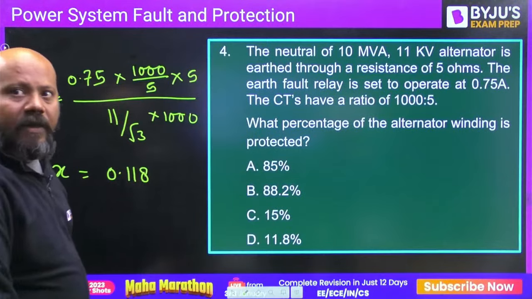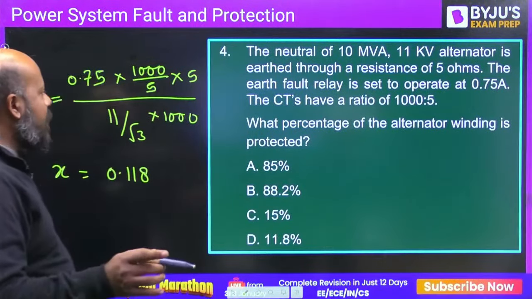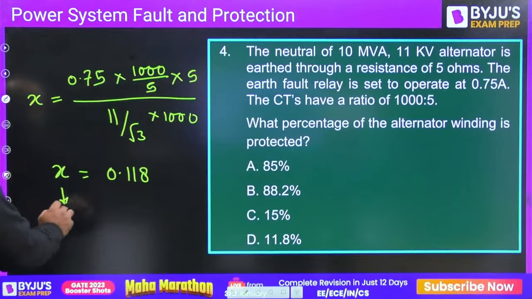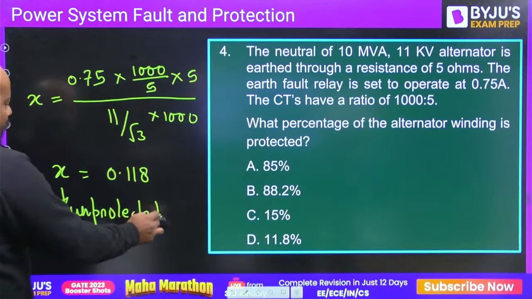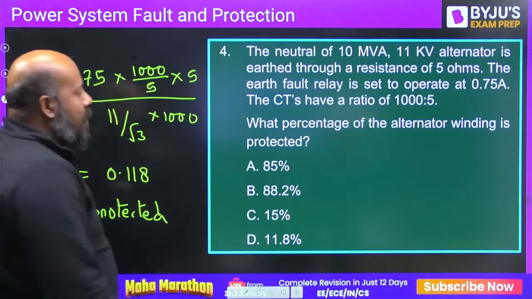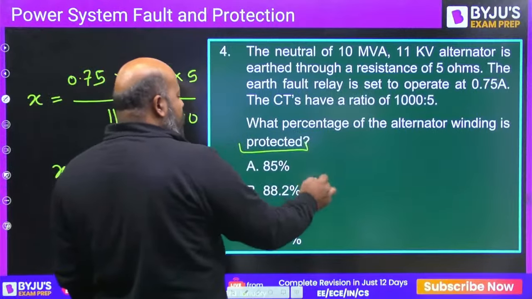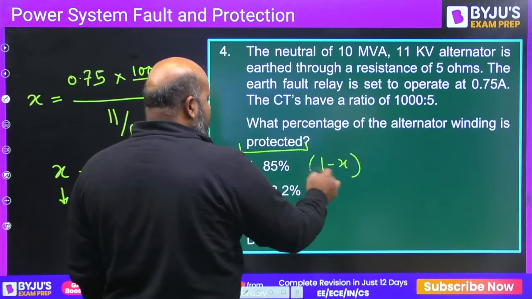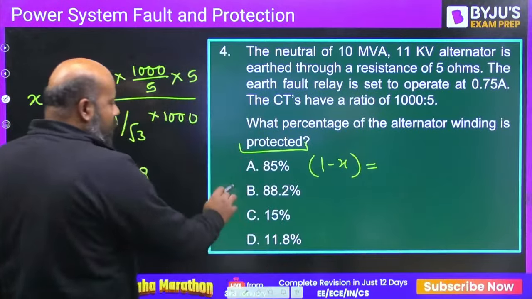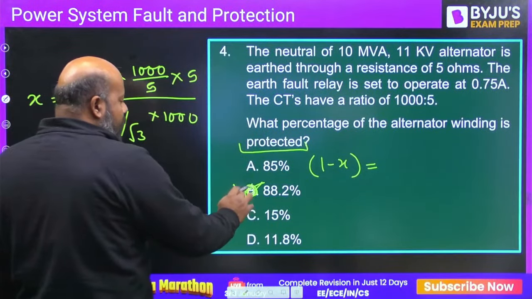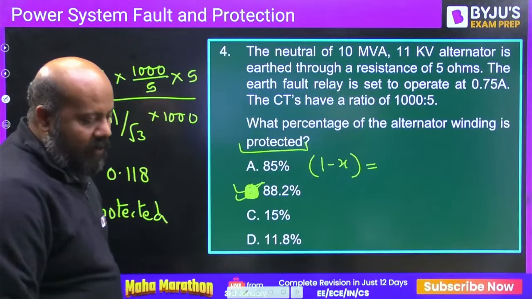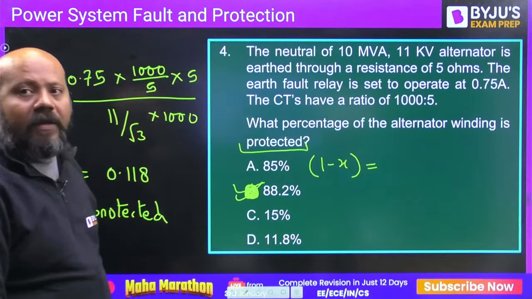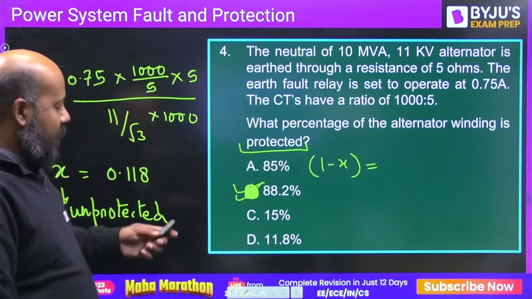But he is not asking. He is not asking because X is unprotected. He is not asking the unprotected percentage. He is asking the protected percentage. So it is going to be 1 minus X. If you solve this, I think you must be getting B as the correct option. Everybody is getting that. Just tell me yes or no in the comment section. Yes, Ashok. Perfect.